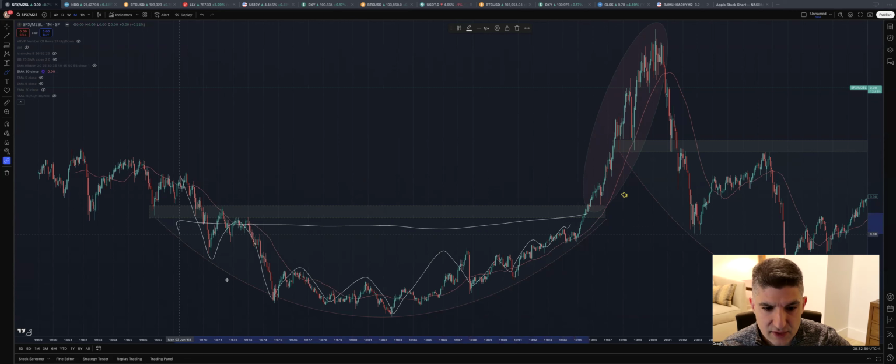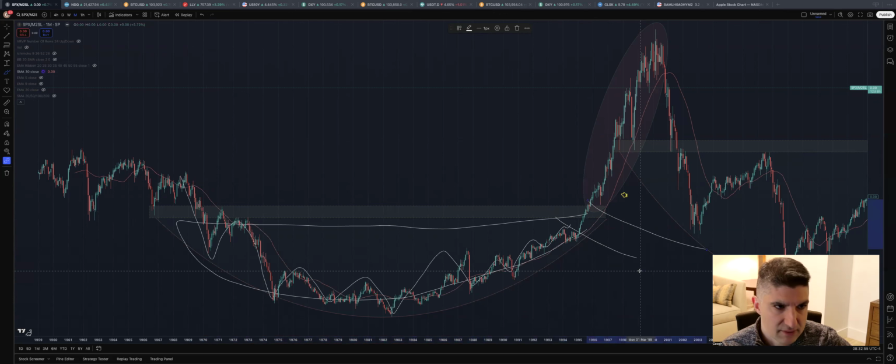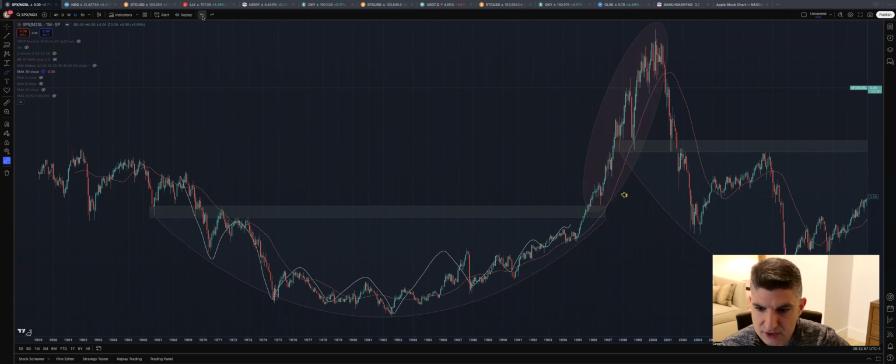And this was the reaccumulation, rounded bottom, no handle. Sometimes you don't get a handle, sometimes you do in these structures. Break out, and what did it come back to retest?